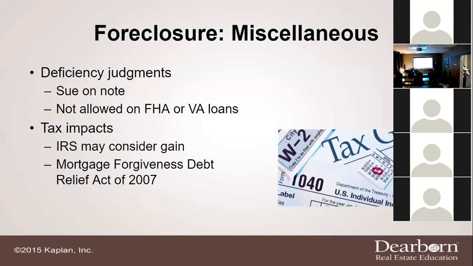Because why? What do we talk about? Anything that is deficient, who pays for it? The government. So Mr. Travis, under a VA or an FHA, you cannot double dip. You cannot end up double dipping and making a lot of cash. He can only sue if it's a conventional loan.